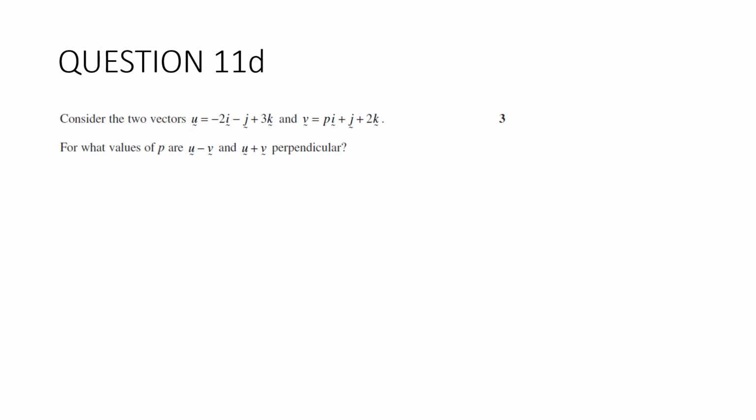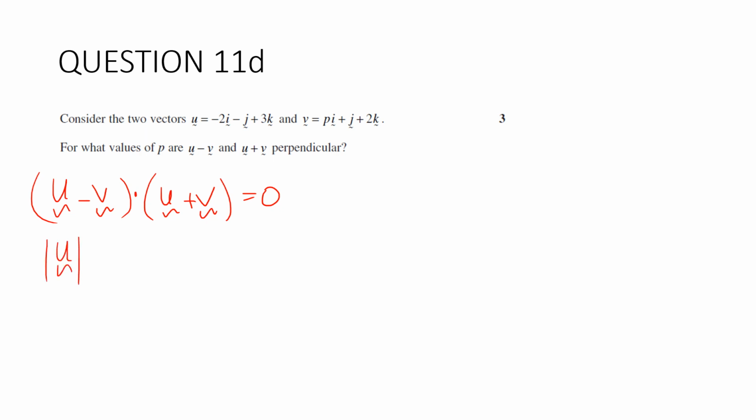11d. Consider the vectors u and v. For what values of p are u minus v and u plus v perpendicular? So we want (u minus v) dot (u plus v) equal to 0. So let's expand that out. Now remember that u dot u is the same as the magnitude of u squared. And we've got the difference of two squares here, so we're going to do magnitude of u squared, take away, and then we've got v dot v, which is the magnitude of v squared, is equal to 0.